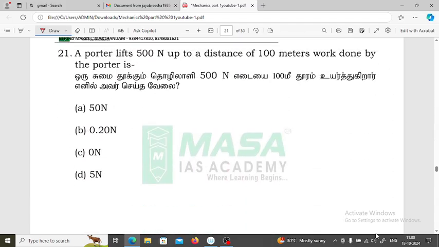Question number 21. A porter lifts 500 Newton up to a distance of 100 meters. Work done by the porter is? They are asking what work the porter did. So the force the porter gives is F is equal to 500 Newton.